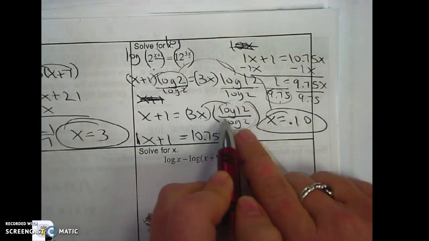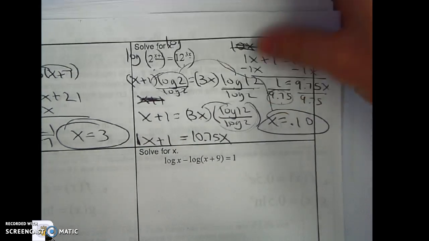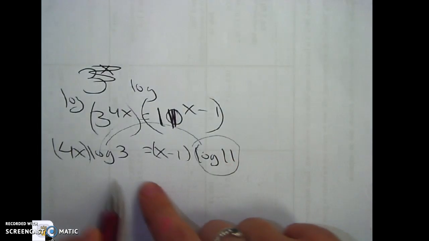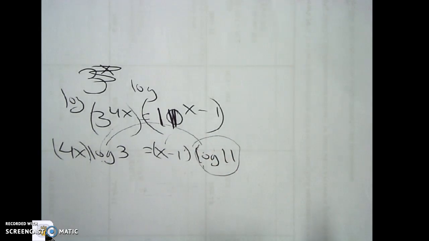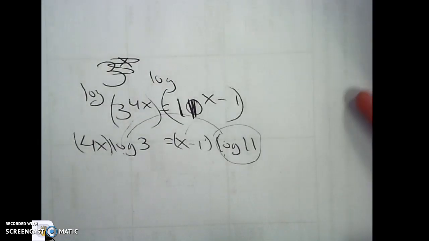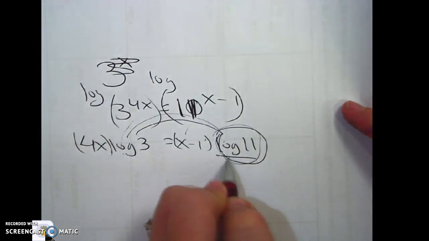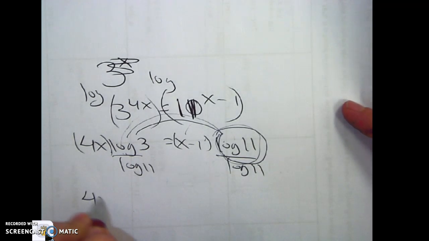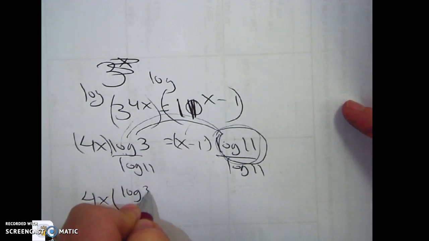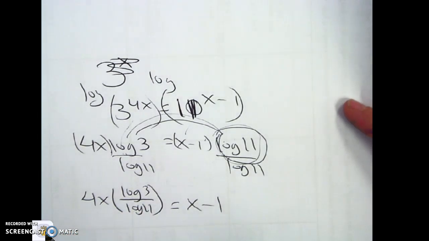And the reason is, if you remember up here, I had to take this and multiply by 3x. If I would divide this one over here, I would have to distribute it to this one and to this one, and it would cause more heartache. So in the end, what I'm saying is, move this over to the one that only has one term. It's easier. Log 11, log 11. So I'm left with 4x log 3 over log 11 equals x minus 1.